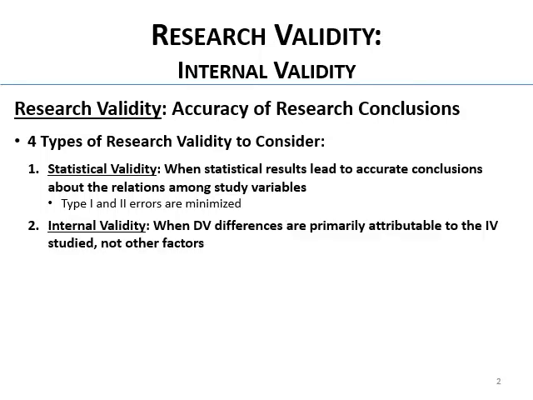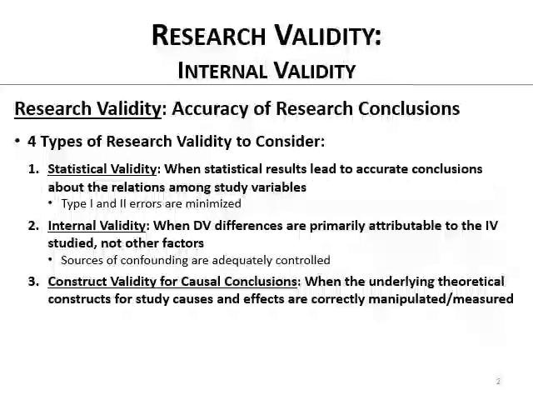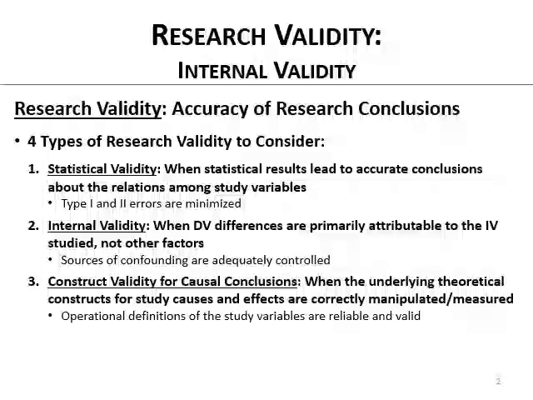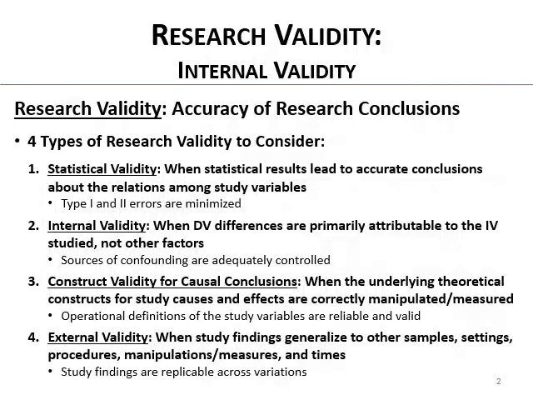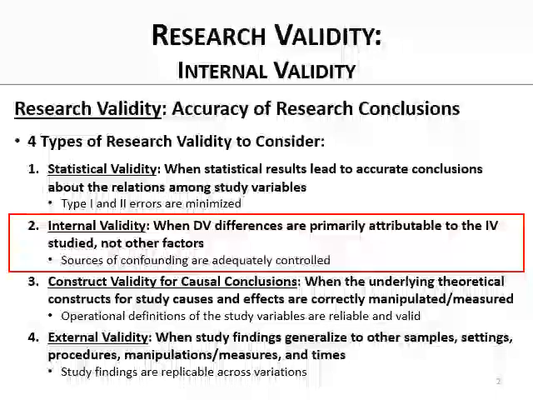This week we're going to talk about internal validity, and that is when DV differences are primarily attributable to the IV that you're studying, not other factors. So when you're confident in that, you've got internal validity. So how do you do that? You control sources of confounding. And so really today's lecture is mostly about sources of confounding. Next week we'll talk about construct validity for causal conclusions, and then finally external validity. So let's get going.